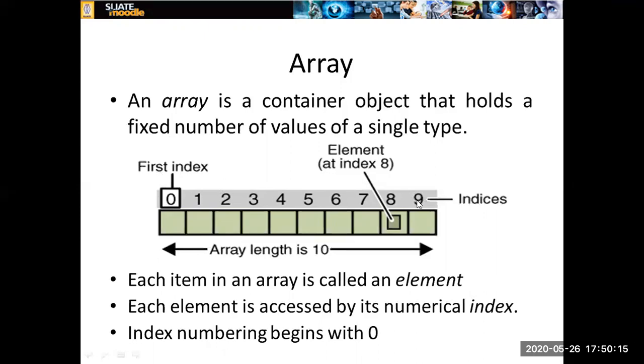The last index will be 9 because it starts from 0. 0 is included, so the last index will be equal to the array length minus 1.